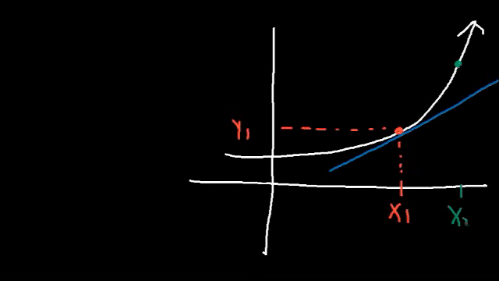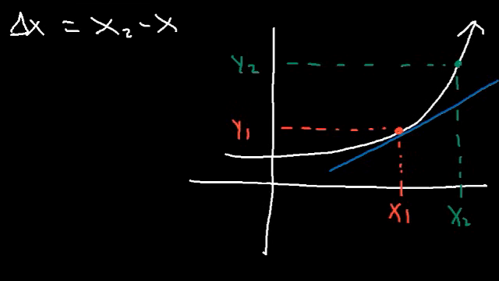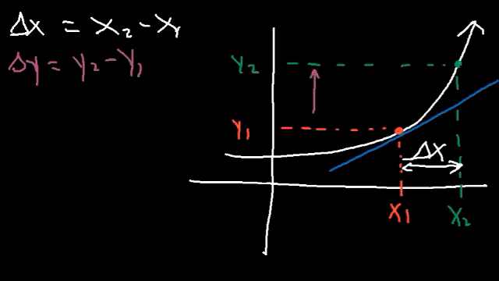This is going to be x2. And the y value that corresponds to x2 is y2. So we said that delta x is the difference between x2 and x1. So this is delta x. Delta y is the difference between y2 and y1. So this is delta y.